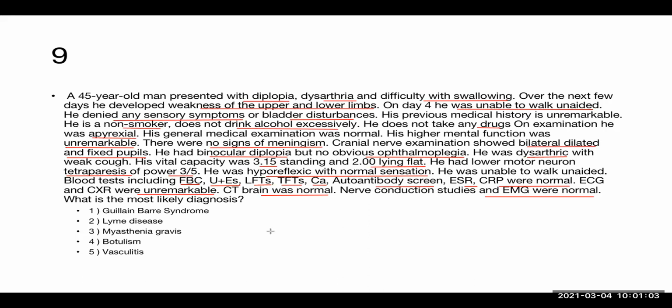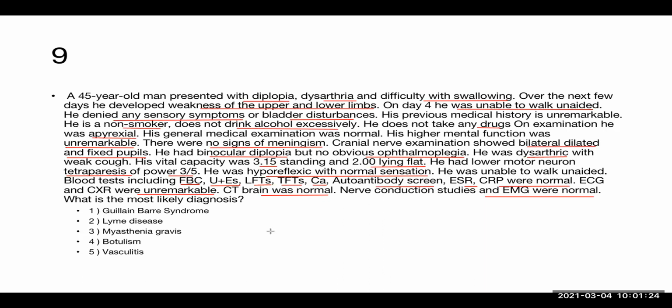Another student. Anyone? This is a long case. I know this is a bit difficult, but you should try to solve this type of cases. Sir, I think it's botulism, sir. Can you give reason?